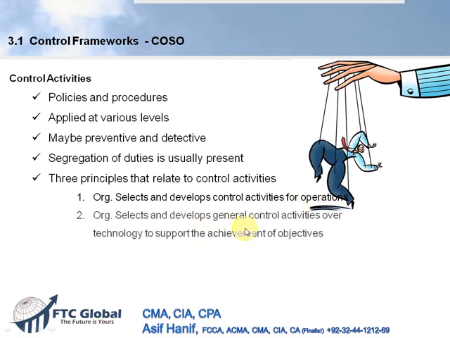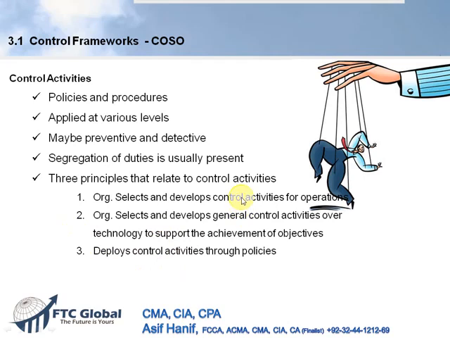The second, general controls of activities over technology. Technology is playing a great role in the organization these days. So there has to be certain control systems for technology. We'll study about that in COBIT 5 and ISACA in detail in the coming slides. And then how the organization applies or deploys control activities through policy. So three principles that relate to control activities. Controls related to operations, how we select and develop. Then controls related to the IT, and then how these controls will be implemented through policy. So these are the three principles related to control activities.